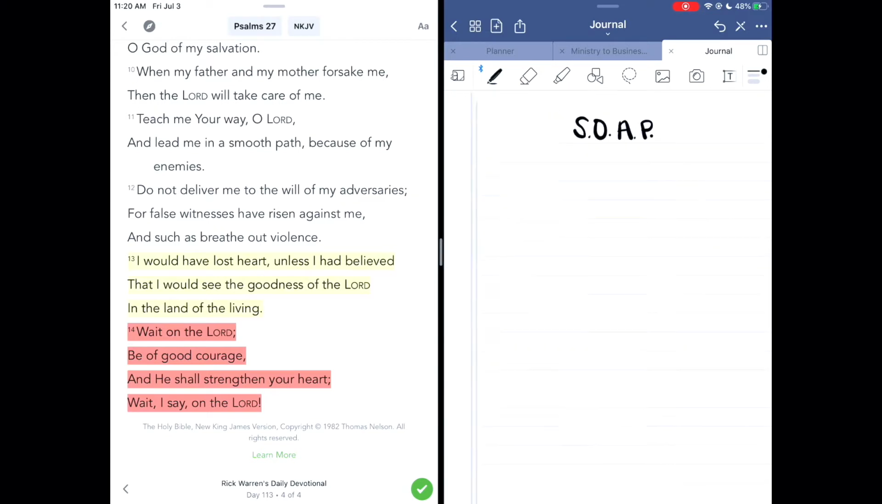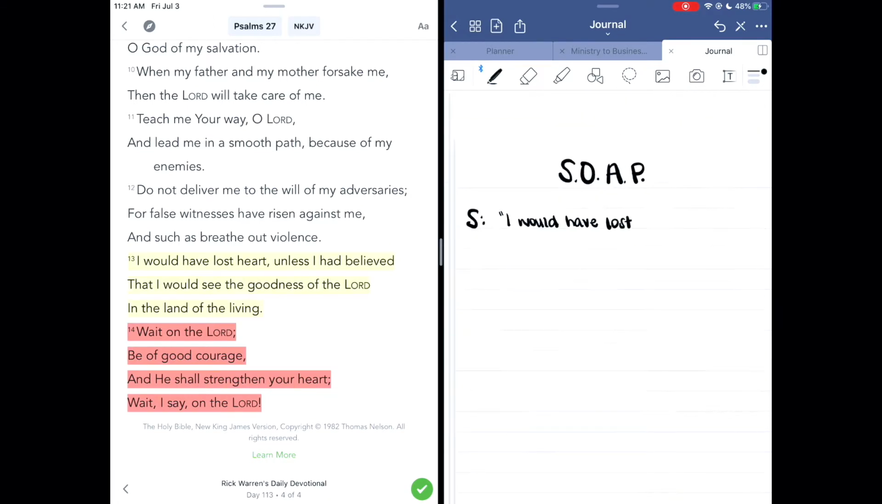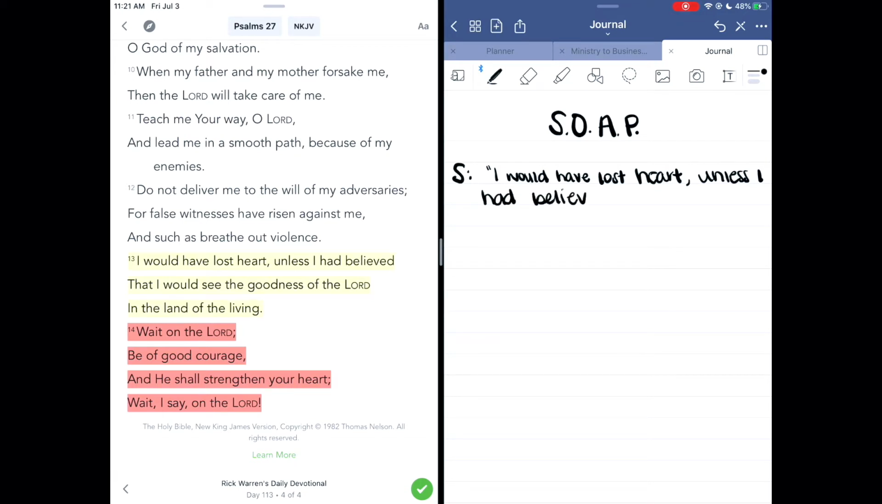So after I read through the whole chapter, then I start the SOAP method. As you can see, I started with S, which is for scripture. And so I just wrote out the whole scripture in the New King James Version on the journal. And guys, I just got an Apple Pencil, so ignore my handwriting. I'm still learning how to get it to be as neat as I want it to be.